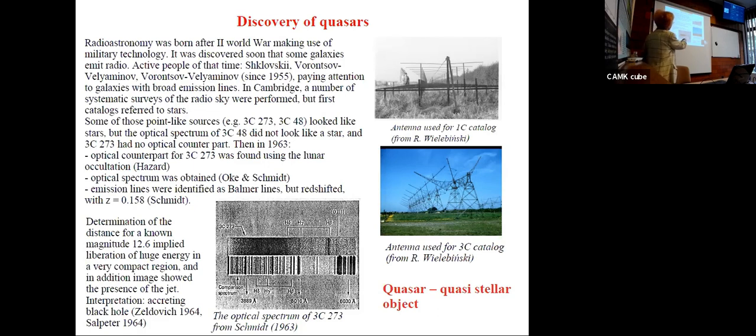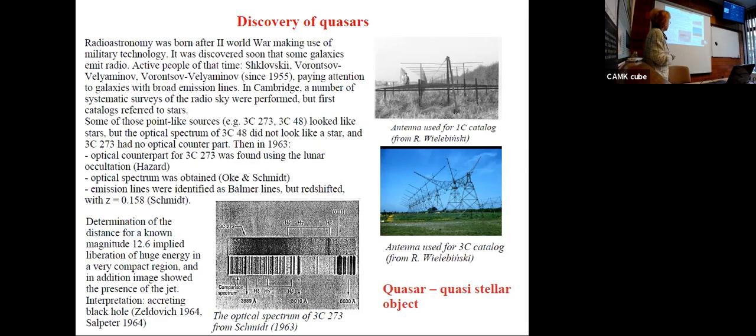This is the picture of the antenna used for the first Cambridge catalog. I got those pictures from Richard Wielebiński. I don't know the source, I don't know where he got it from. It's not possible to find it easily on the internet. I mean, for the first Cambridge catalog.